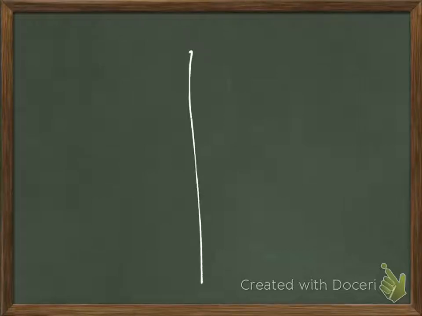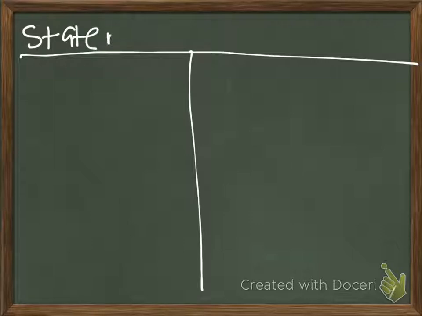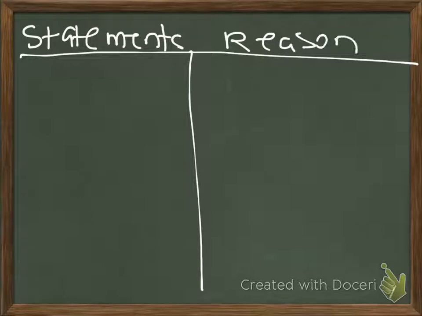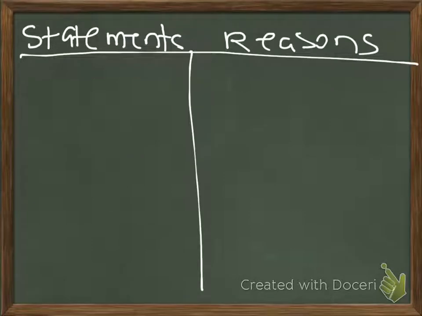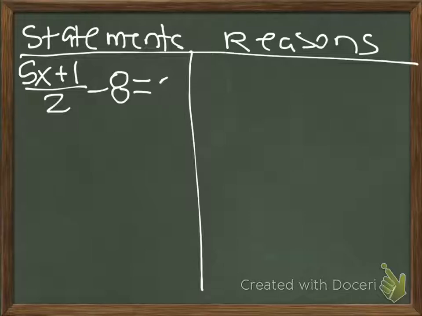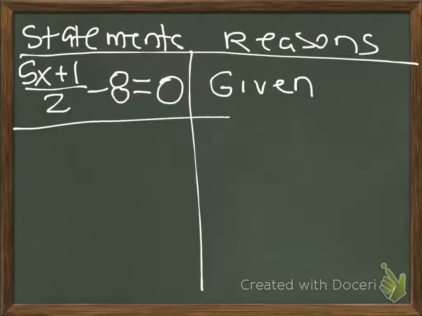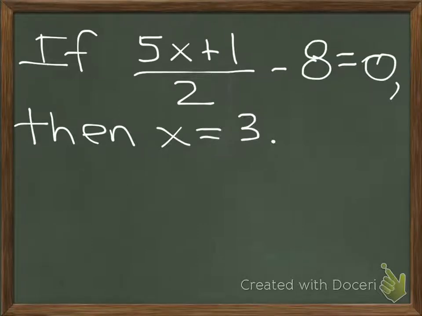We're going to do a two-column proof with our statements on the left and our reasons on the right. Whatever we're given is going to go for our given. So 5x plus 1 over 2 minus 8 equals 0. And we're going to solve this to eventually get, at the end, x equals 3.